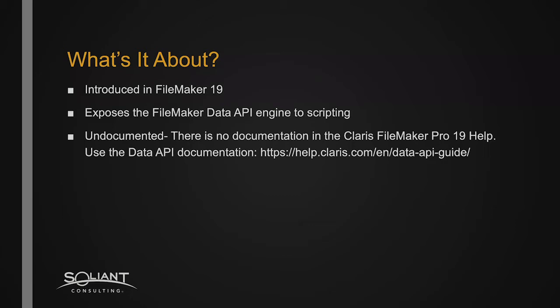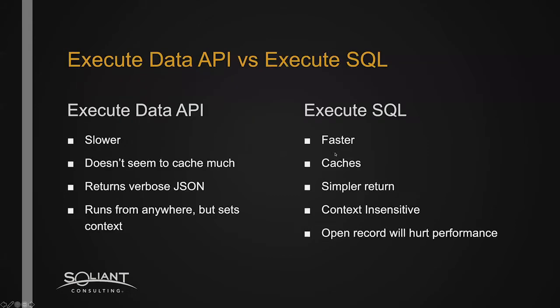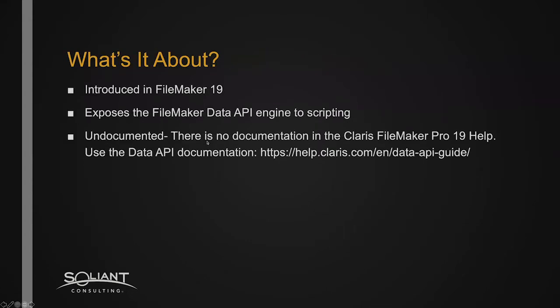There is documentation on the Data API, and it uses pretty much the same calls as the Data API. So if you're not sure how to use something, you can look at the Data API documentation, which is at this link. What it does is use the FileMaker Data API engine. So when you call this script step, you're not calling the Data API, you're just calling the Data API engine that's inside of FileMaker.